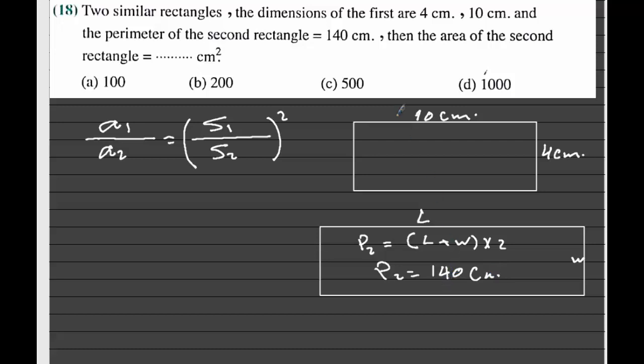Okay, then the area of the second rectangle is A2. It is unknown, it is required. So we have S1, but we don't have S2. How do we get S2? The relation between S1 and S2. Also, what is the relation between the parameters and the sides?